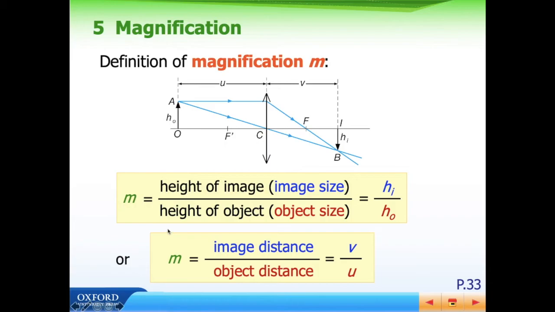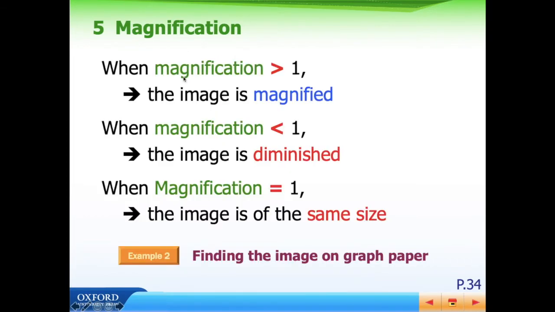We can also express magnification in terms of the image distance and the object distance. We can define magnification as the ratio of the image distance over the object distance, and that is denoted by small letter v divided by small letter u. Other textbooks use the symbol d sub i over d sub o. Since magnification is a ratio of two numbers, the result will be a number without a unit.